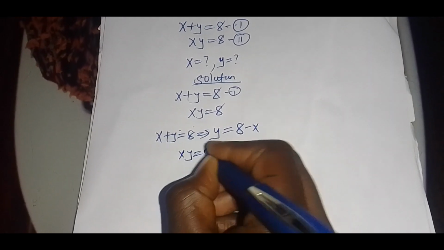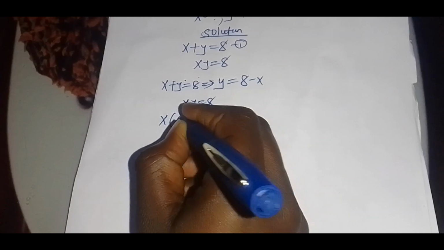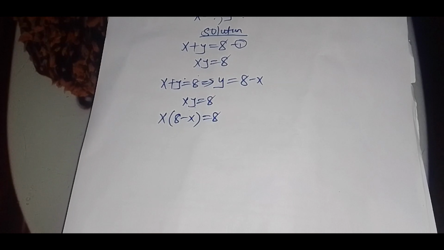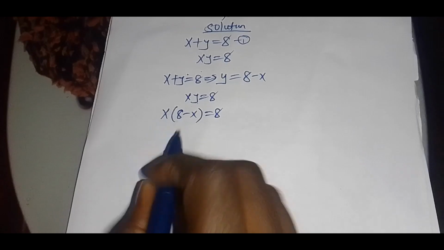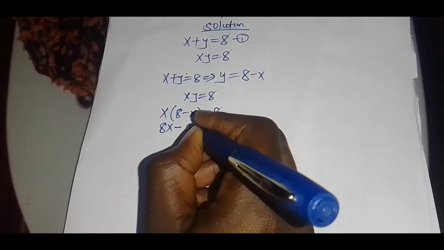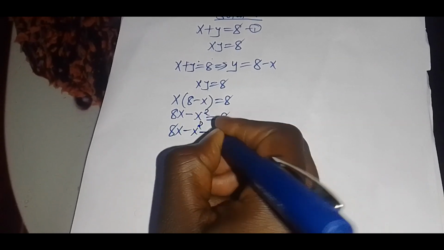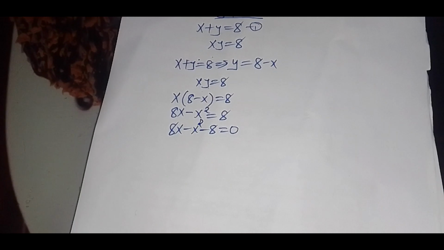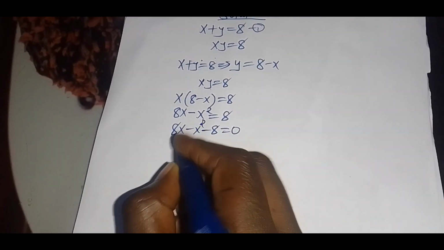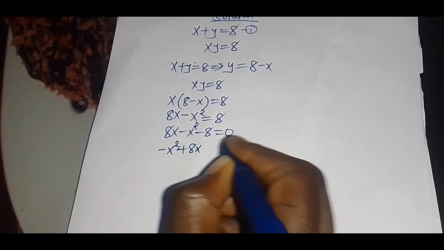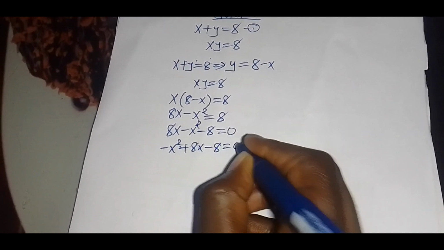We have xy is equal to 8, so we substitute the value of y, so that we have x multiplied by 8 minus x equals 8. We open the bracket: 8 times x is 8x, minus x squared, equal to 8. So we have 8x minus x squared minus 8 equals 0. If you rearrange this to form a quadratic equation, we have negative x squared plus 8x minus 8 equals 0.